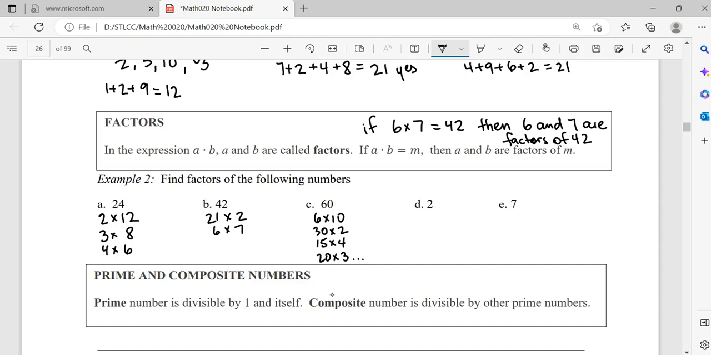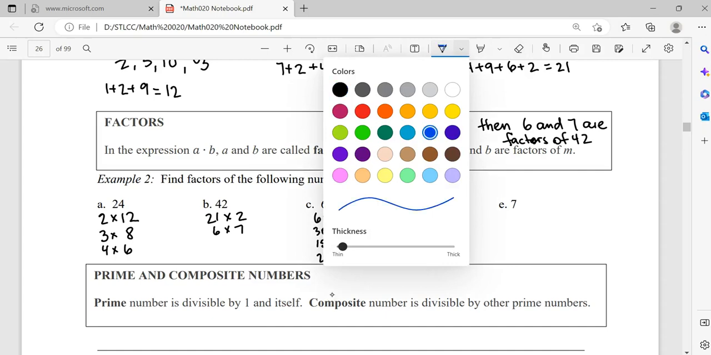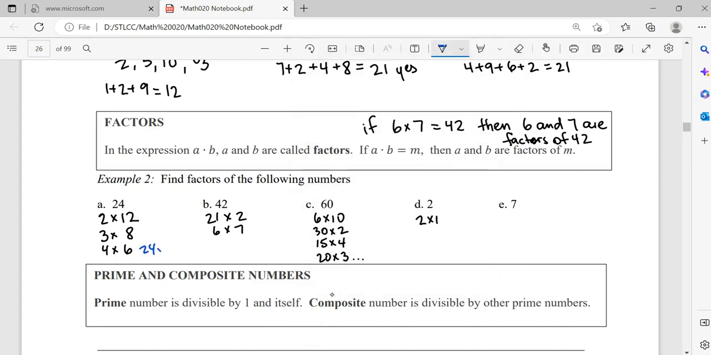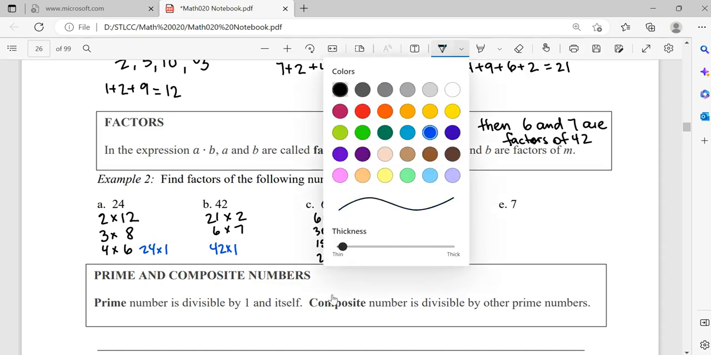And then we have 2. The only way to get 2 by multiplication is to multiply 2 times 1. We haven't used multiplication by 1 because it works for every single number. We can add that to the other multiplications. So I can do 24 times 1. I can do 42 times 1. And I can do 60 times 1. That's a given. But with 2, it's only 2 times 1. There's no other way to get the 2 using multiplication.